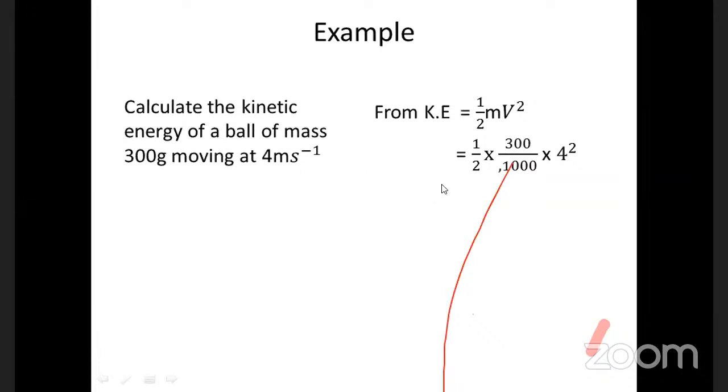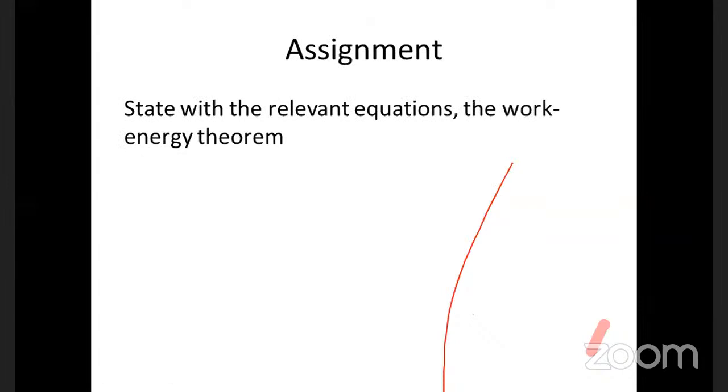So when you calculate that out and you simplify, what will be the answer? What answer do you get? 4 squared will give you 16. Half of 16 is 8. 8 times 0.3. Do you get 2.4? 2.4 joules. Get 2.4. Okay. Very good. You get 2.4 joules.